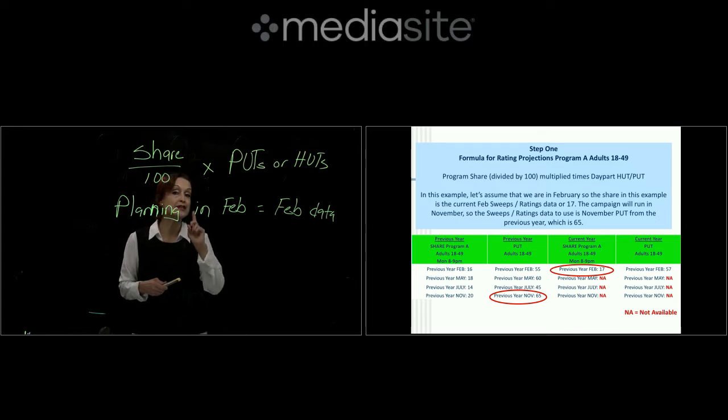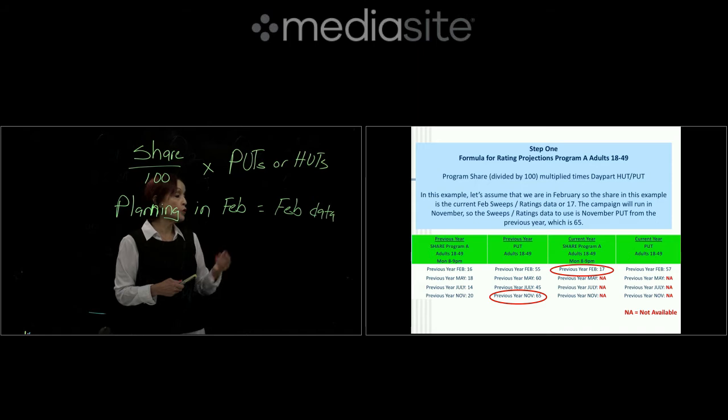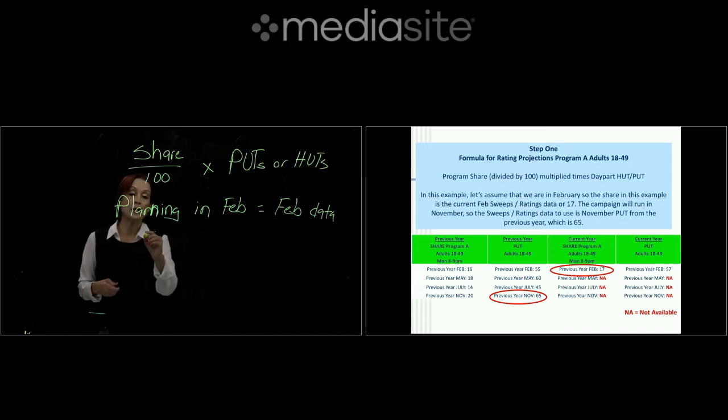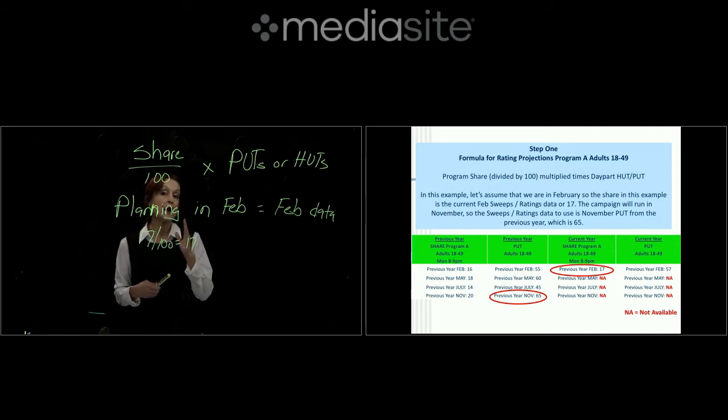So you will take the share Monday 8 to 9 program A from the current February Nielsen data. If you look at the chart, the number is 17. So remember, if you're using the current year, February Nielsen data, that is 17. Look at the chart. Meaning that out of all adults 18 to 49 watching television Monday 8 to 9, or the PUT, 17% is the share, and 17% were watching program A.